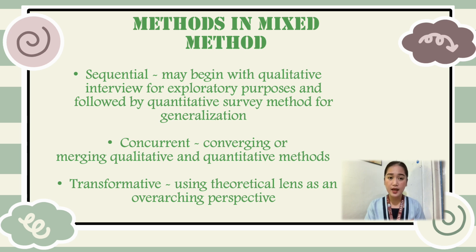So next is the transformative, using a theoretical lens as an overarching perspective. Imagine a researcher using a special set of glasses to see the world through a lens of social justice. So, they are not just collecting data. They are actively trying to understand how power dynamics affect people's lives and using research to make a positive change.